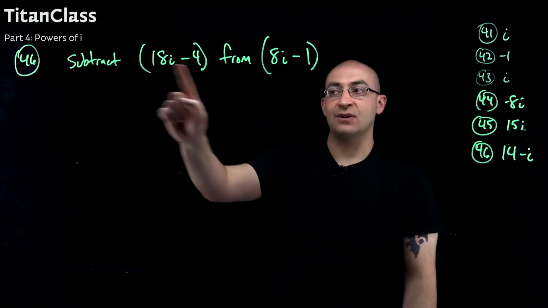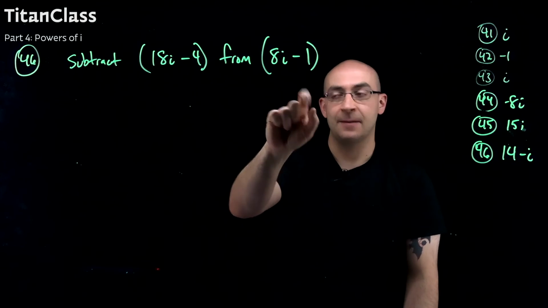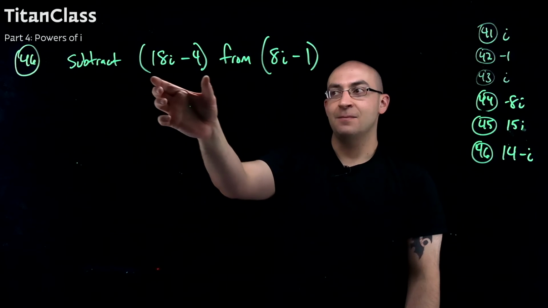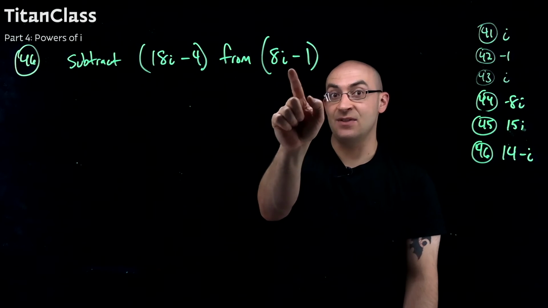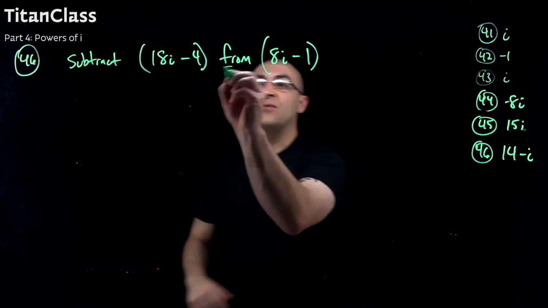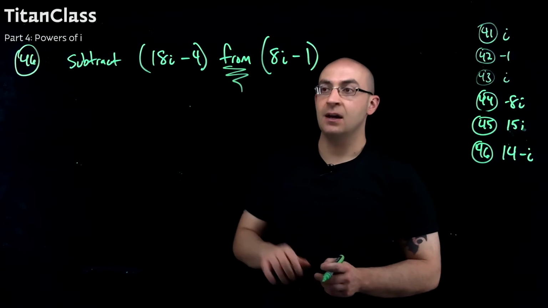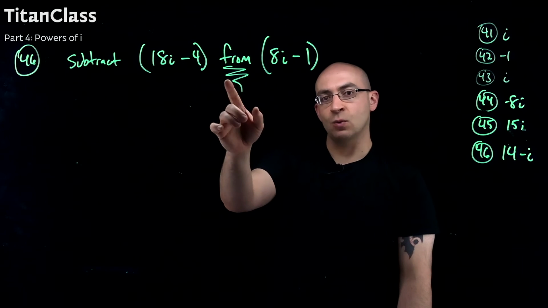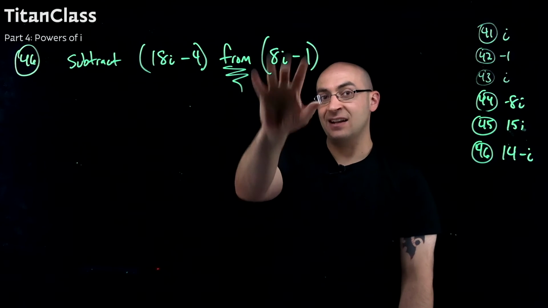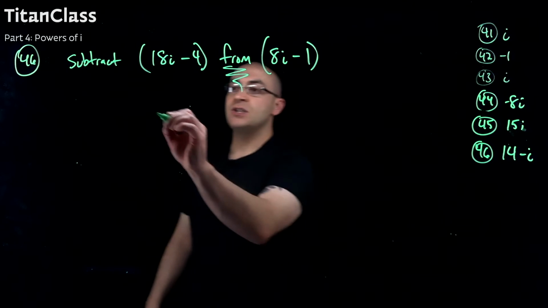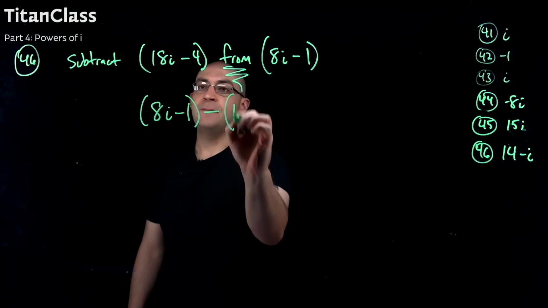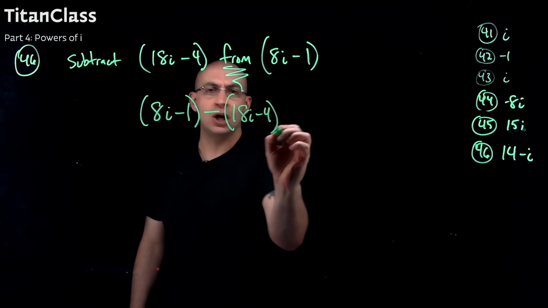I want to subtract this from that, meaning I'm taking this away from that, meaning this has to go behind and this goes in front. The word "from" here is super tricky. When you see the word "from," first of all, we know it's subtraction. The second thing has to move to the front. So this is actually going to be 8i minus 1 minus (18i minus 4).